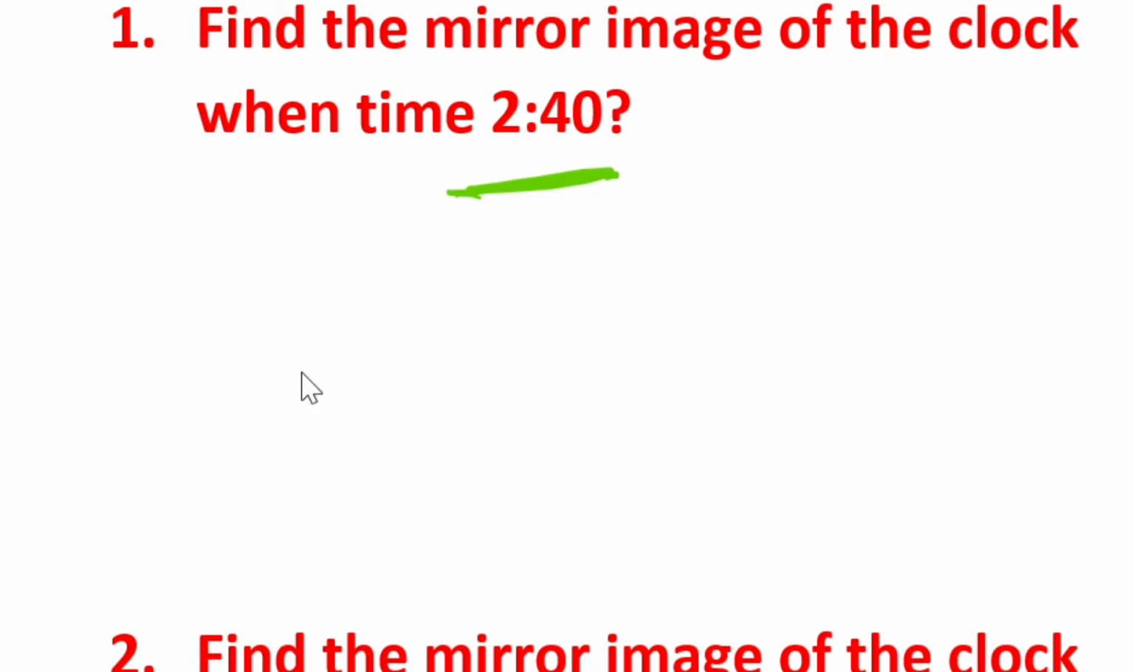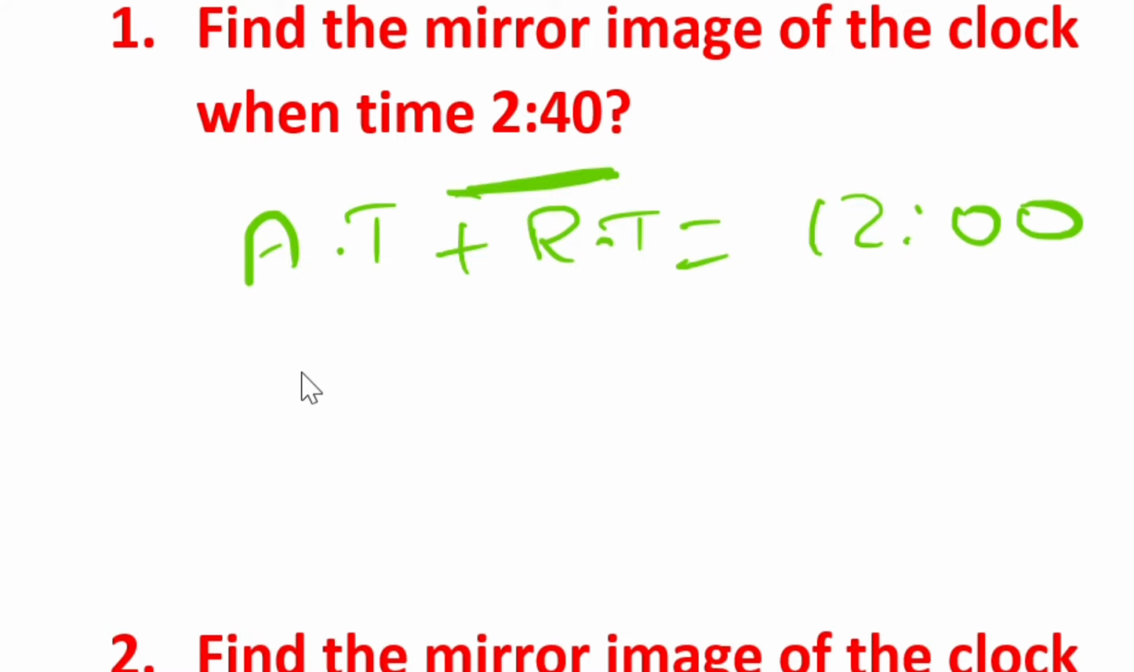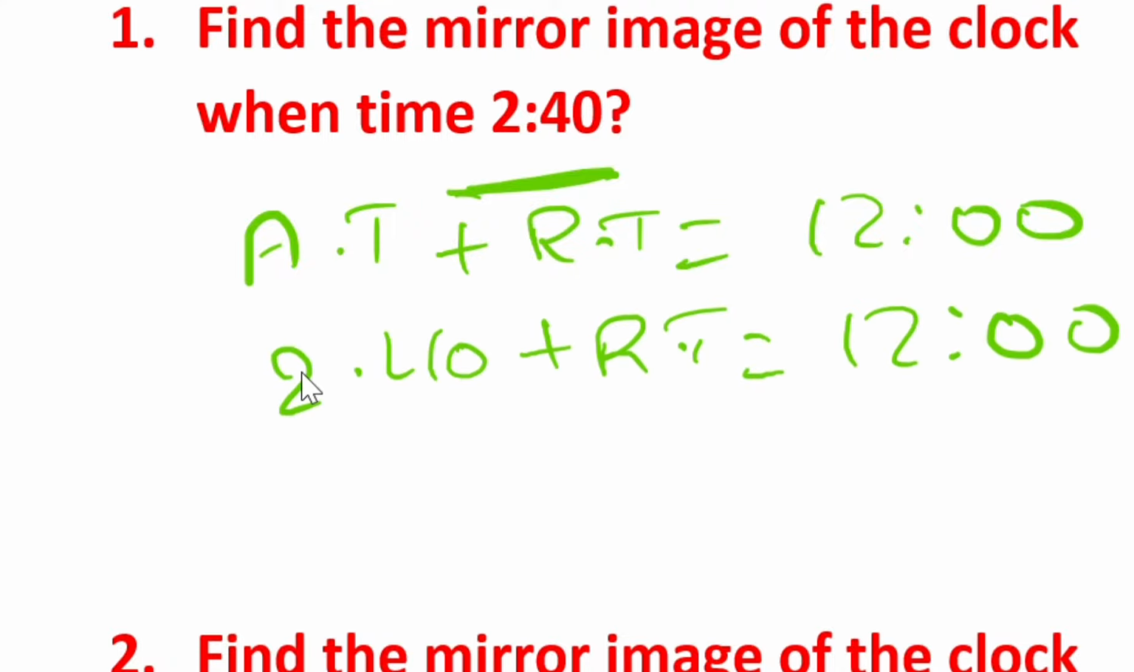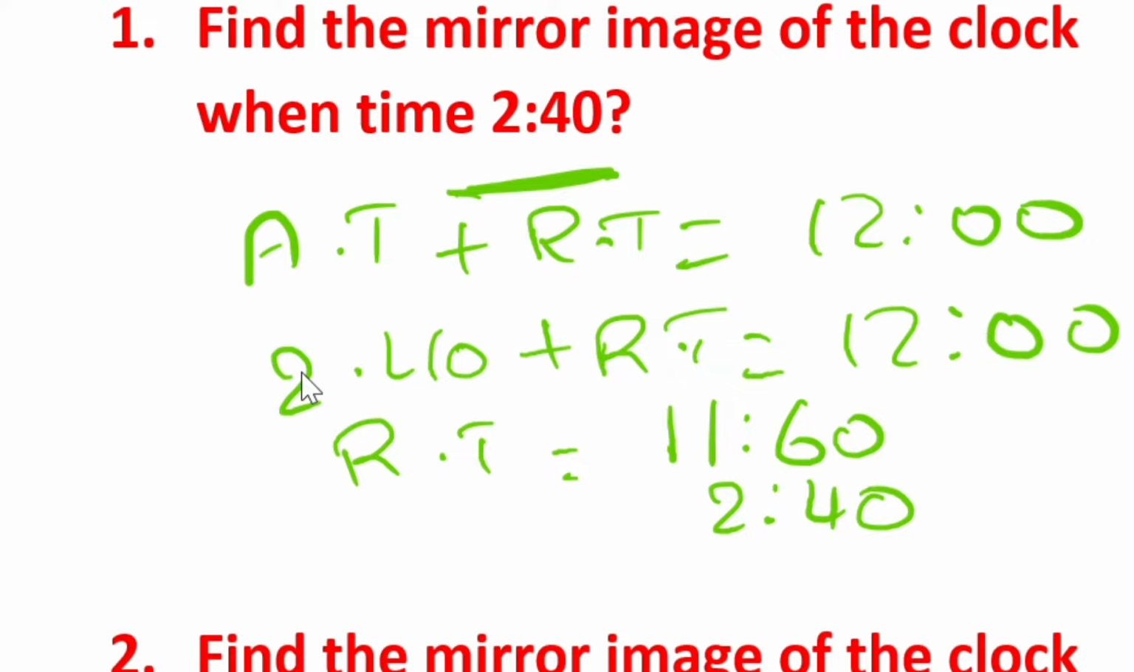So I said one formula for you: actual time plus reflected time is equal to 12 o'clock always. They have given 2:40 as the actual time, plus the reflected time they're asking, equals 12 o'clock. So to get the reflected time or mirror image, you need to subtract 2:40 from 12 o'clock. If you find it difficult to subtract from 12 o'clock, you can write it as 11:60. 11:60 minus 2:40 gives 9:20. So the answer is going to be 9:20.